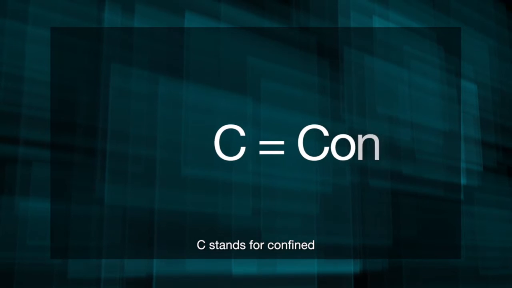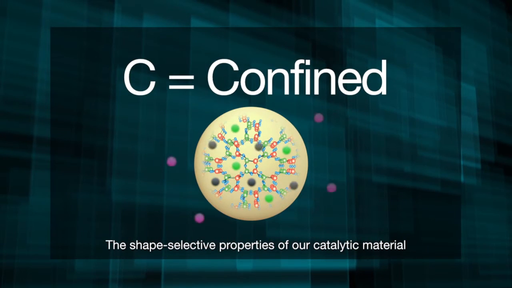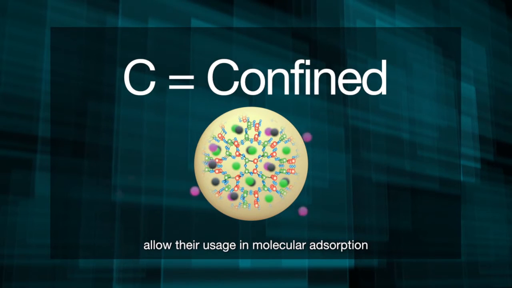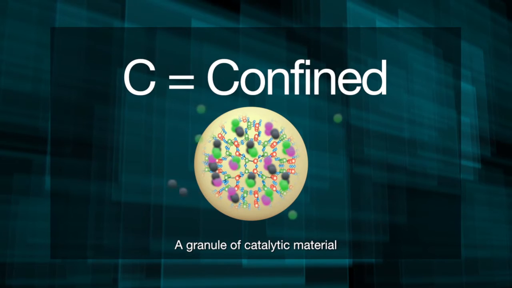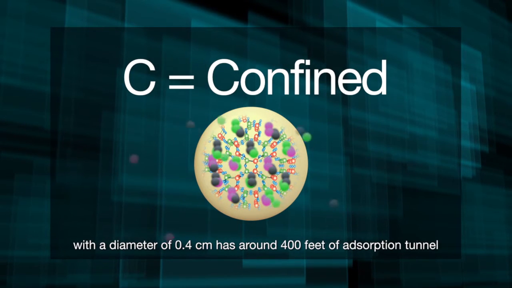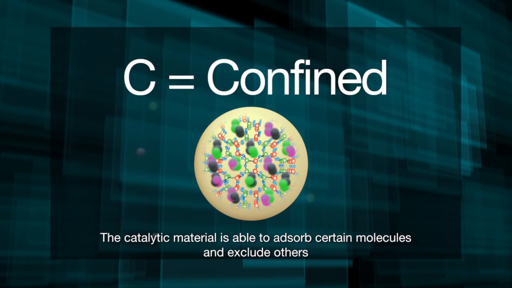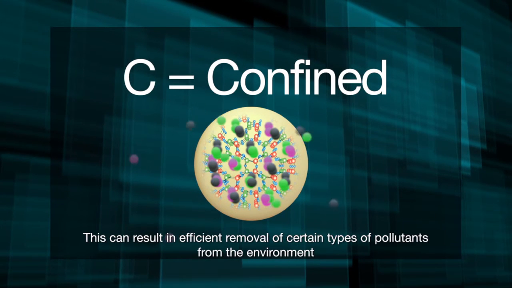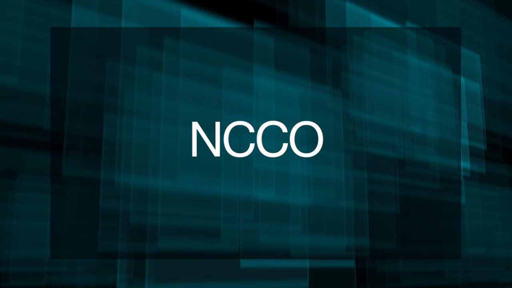C stands for confined. The shape-selective properties of our catalytic material allow their usage in molecular adsorption. A granule of catalytic material with a diameter of 0.4 cm has around 400 feet of adsorption tunnel. The catalytic material is able to adsorb certain molecules and exclude others. This can result in the efficient removal of certain types of pollutants from the environment.